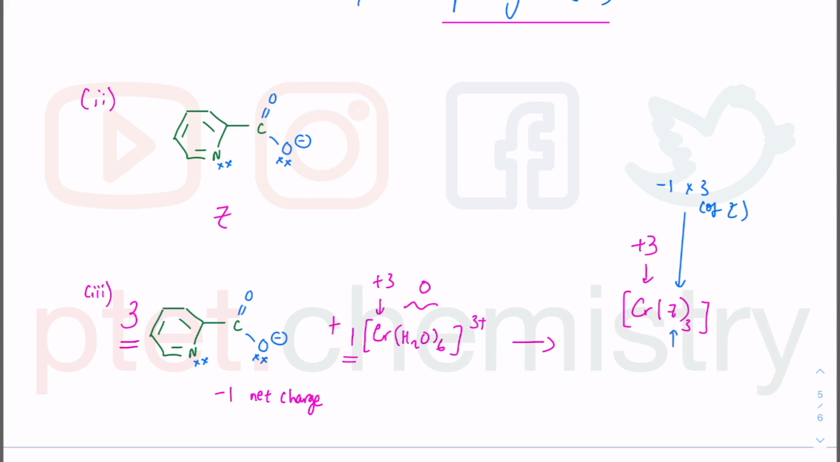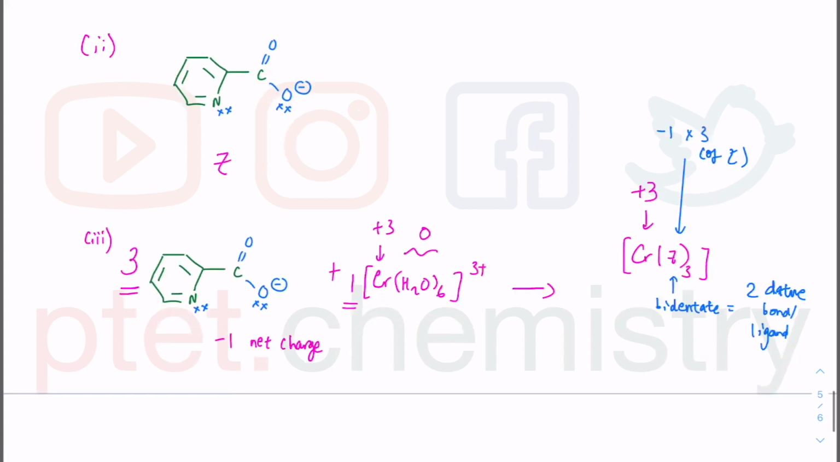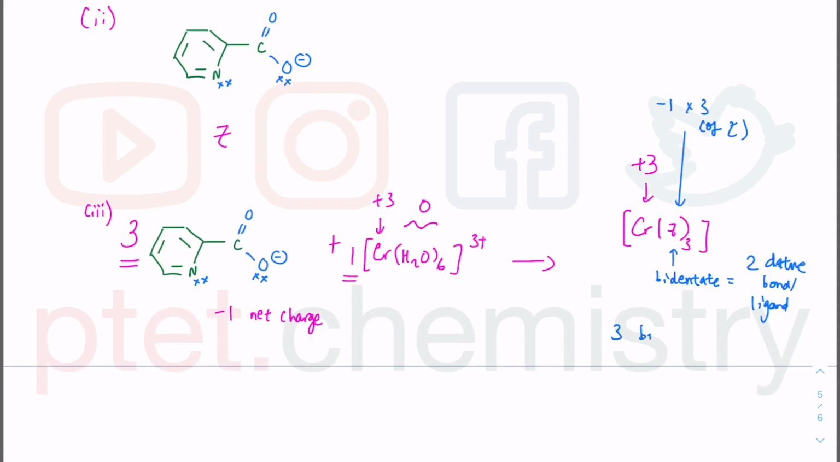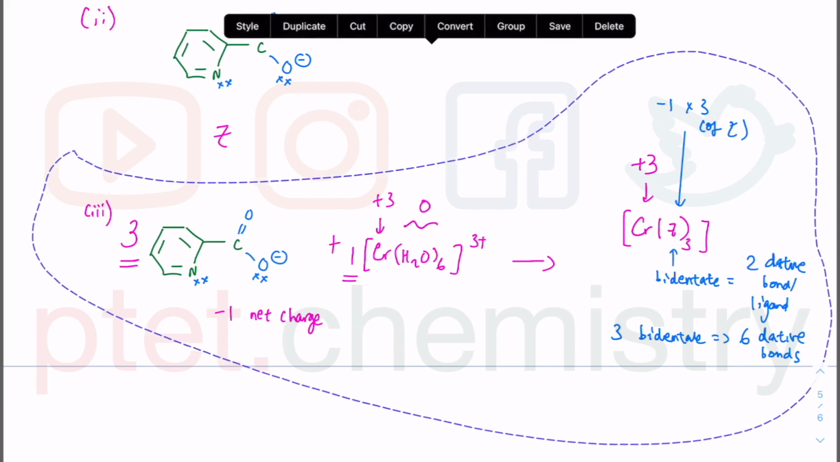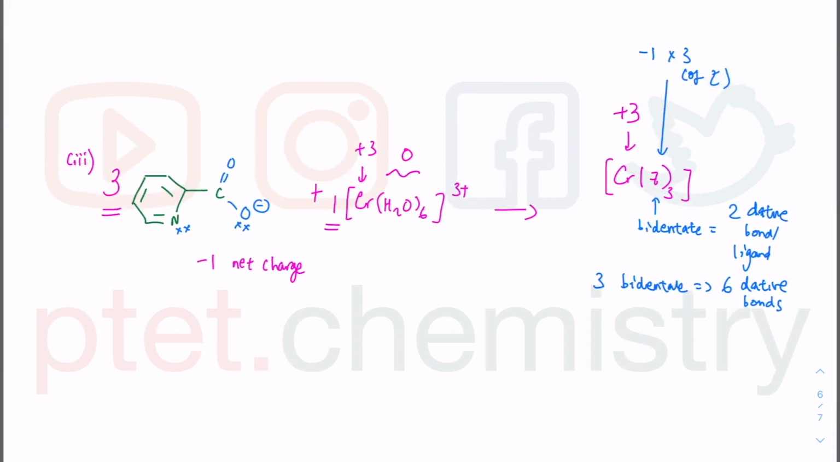Remember, this is bidentate. Bidentate means 2 dative bonds per ligand. So I have 3 of the bidentate, and 3 bidentate would mean 6 dative bonds. I am really running out of space here, so I will copy all of these onto a new page so that I will not be hesitant to use more space if I have to.